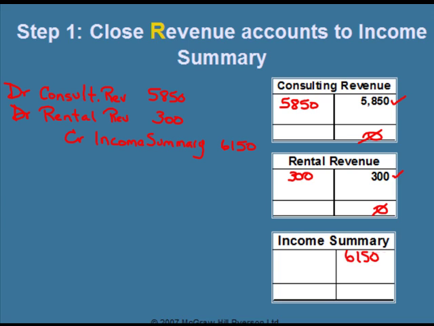The income summary account is a temporary account that we use only in the closing process to help us calculate net income in the general ledger. Otherwise, there's no other place in the general ledger that would tell us that we had a net income or a net loss in a certain year. The explanation for our journal entry would be to close revenues.